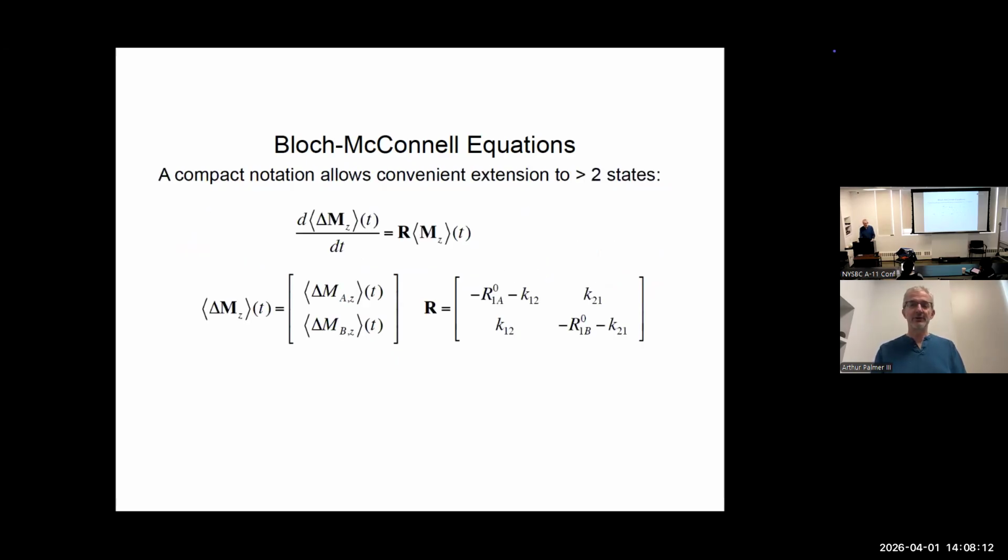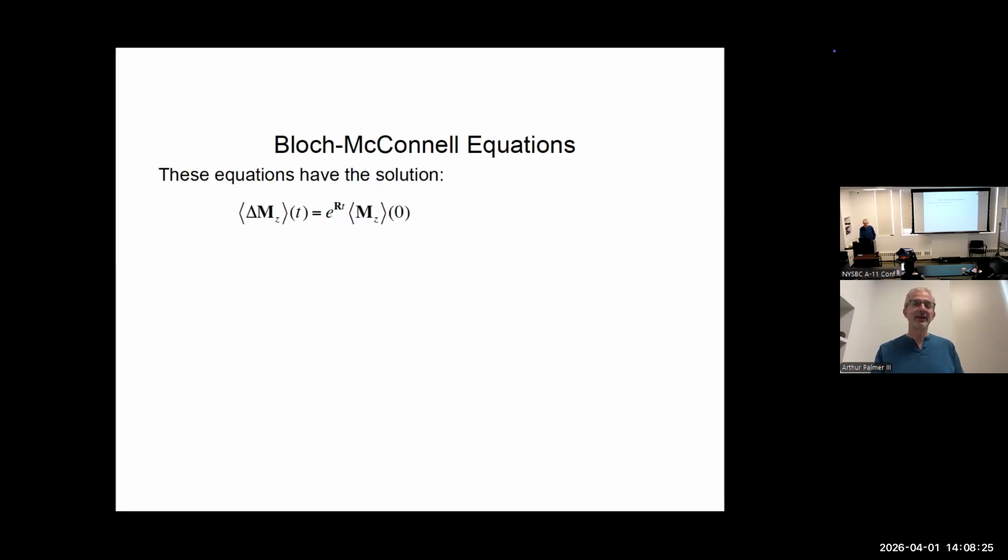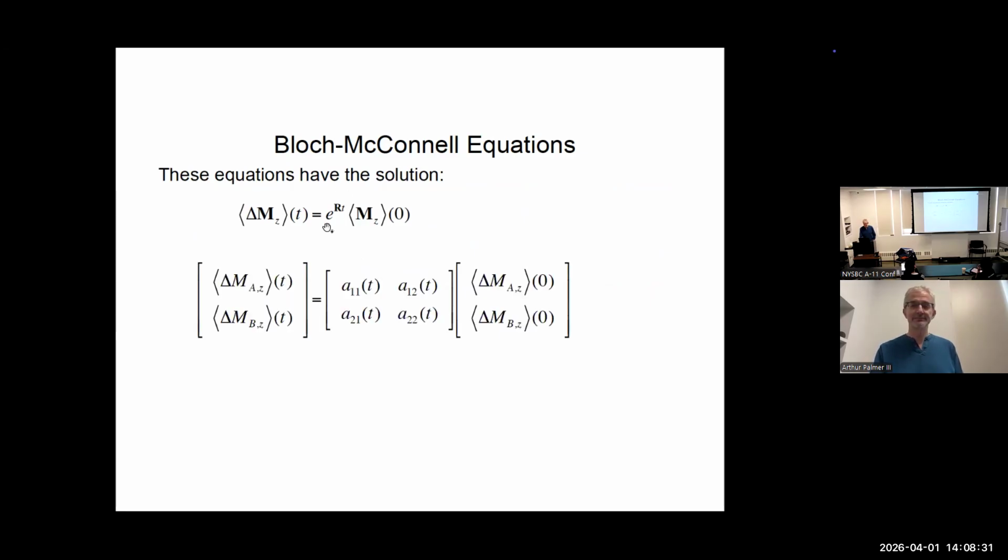We can change the form. We can write them in a form that's easy to imagine more dimensions. The matrices just get bigger if we have 3 states rather than 2 states. And they all have a formal solution in terms of the matrix exponential. And the matrix exponential is again a matrix.